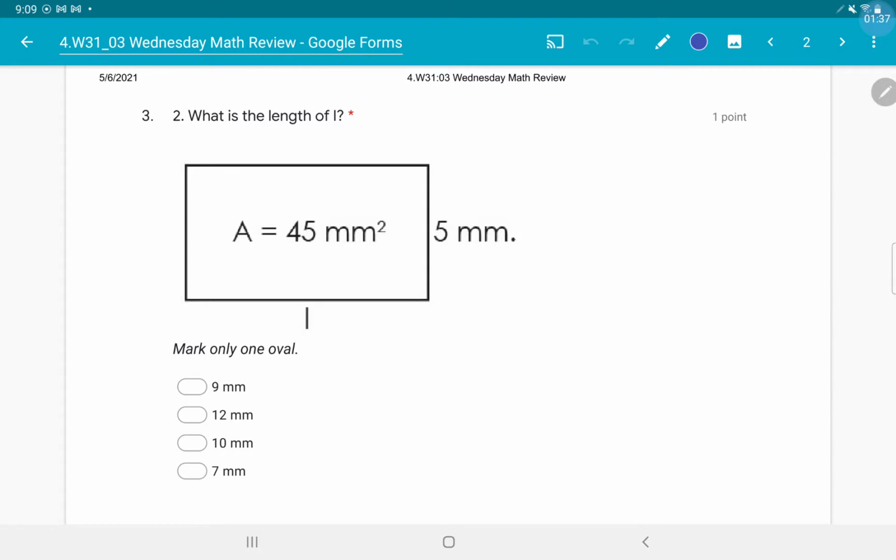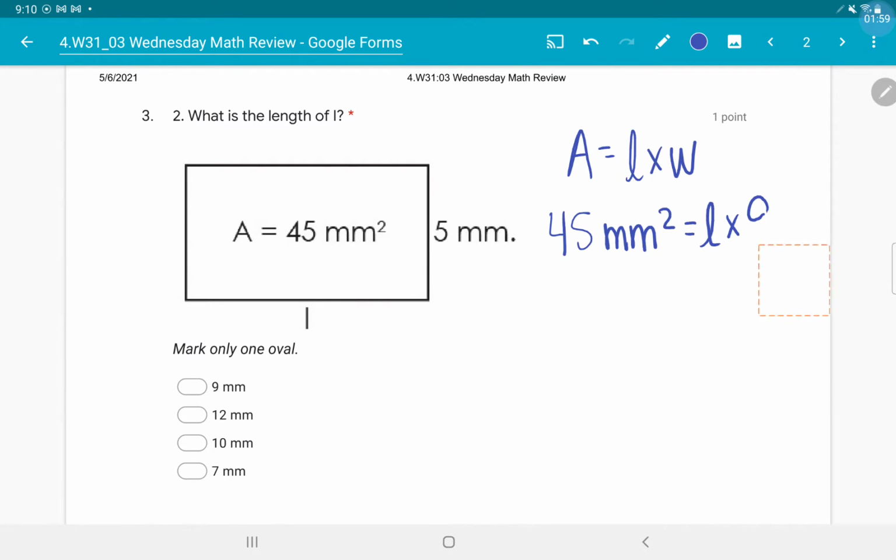of L. We know the area is 45 square millimeters. The width is 5 millimeters. So, Jaden, what's the length? 9. Very good. If area equals length times width, we know the area is 45 square millimeters. We're looking for what number times 5 would equal 45, and that is 9.